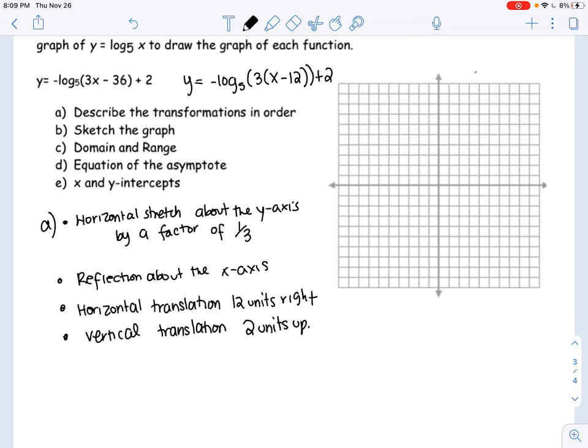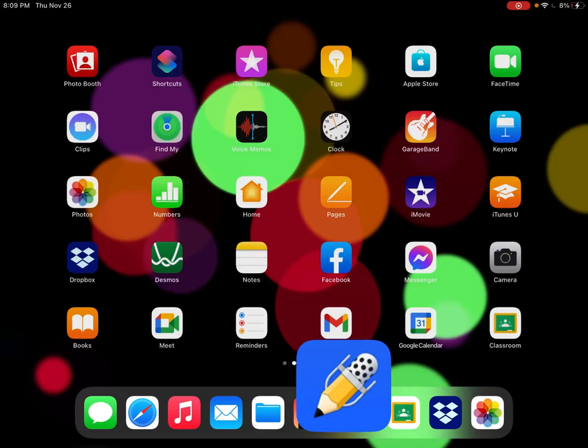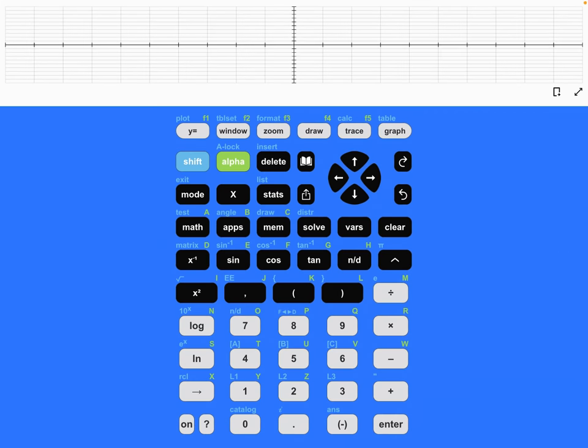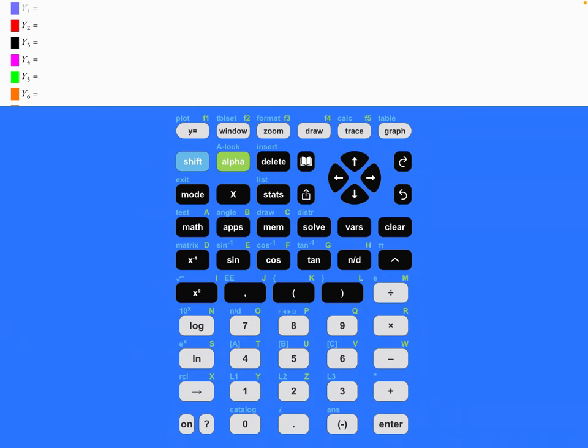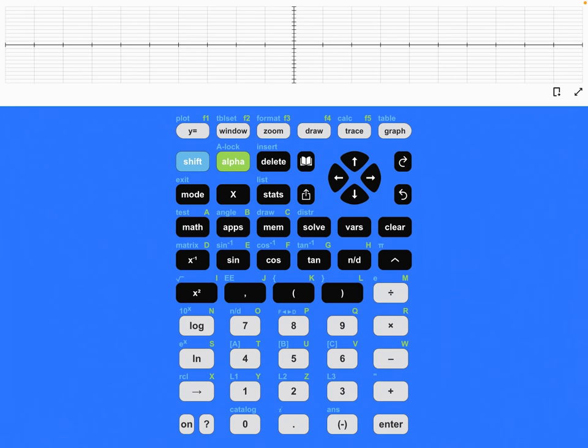So we're going to put this into our graphing calculator so we can put the original one in there. Okay, so to put this in, we're going to have to press negative alpha window number 5, base 5, and in brackets, we're going to put that 3x minus 36. And outside the bracket, we're going to add 2. Okay, I'm going to use the standard window for this, and then I'm going to graph it.